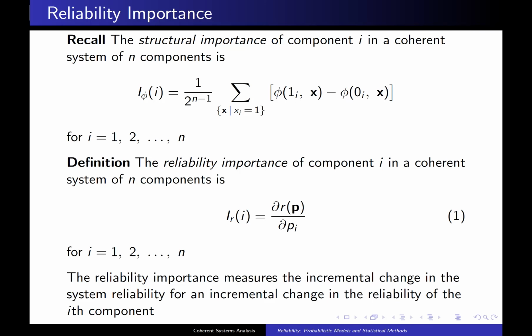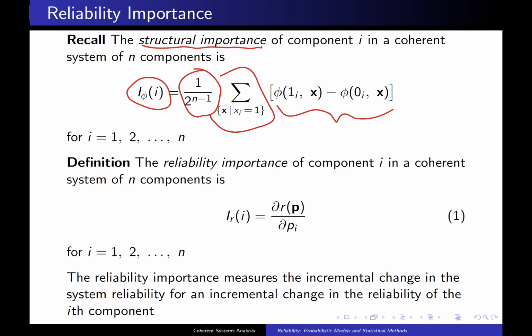Last topic in this section is reliability importance. If you recall back from section 2.1, the structural importance of component I in a coherent system of n components is denoted by I sub phi of I, and it is a normalizing constant times a summation across vectors of this particular quantity right here.